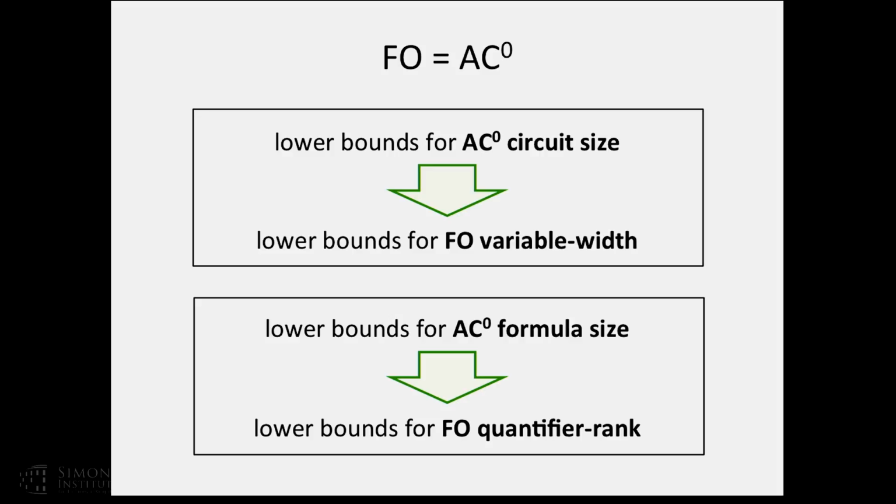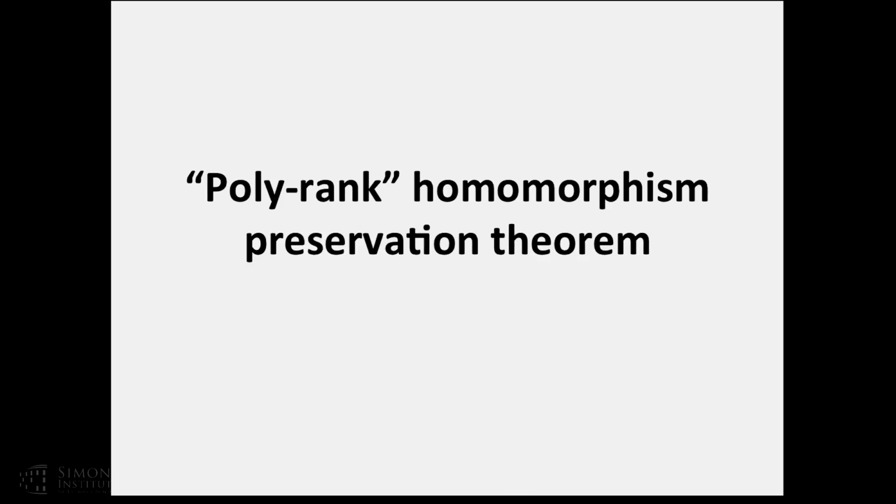Okay, and the descriptive complexity corollary of that result is the equivalence between first order logic and AC0, or one direction of that equivalence that we use: from lower bounds on AC0 circuit size, you get lower bounds on first order variable width. And lower bounds on AC0 formula size give lower bounds on first order quantifier rank. Okay. So using that connection, we get our main result.